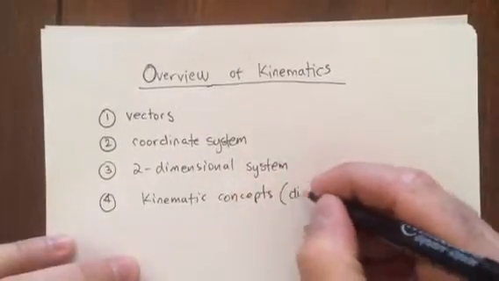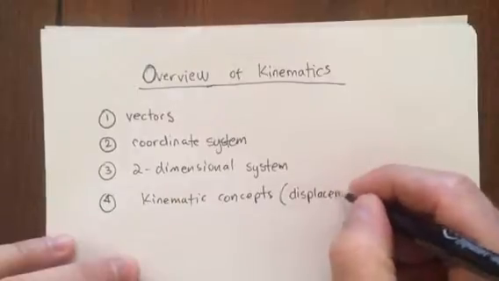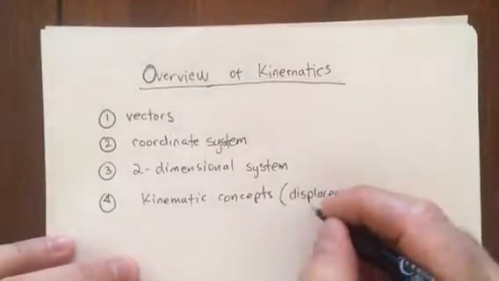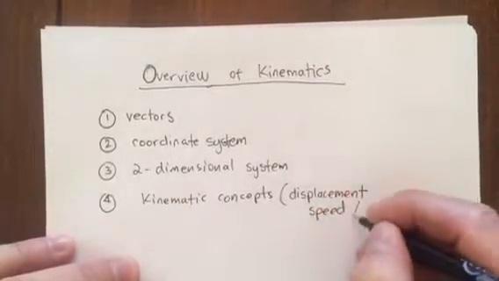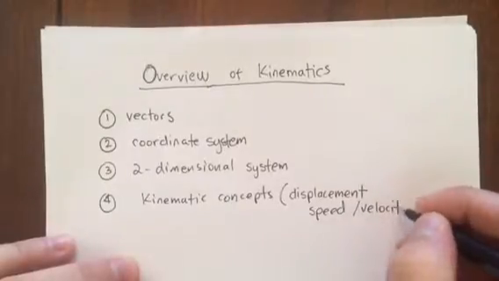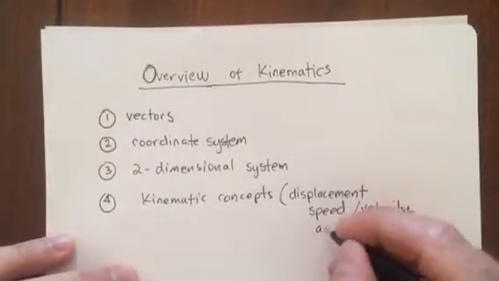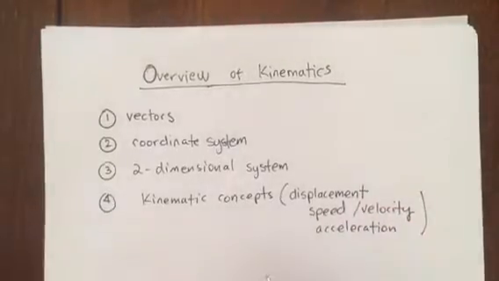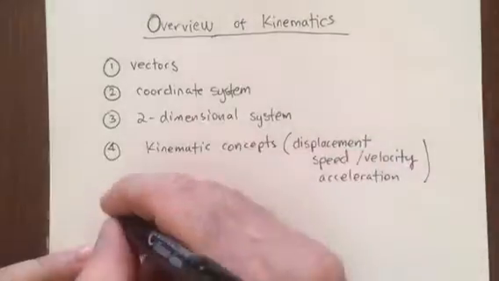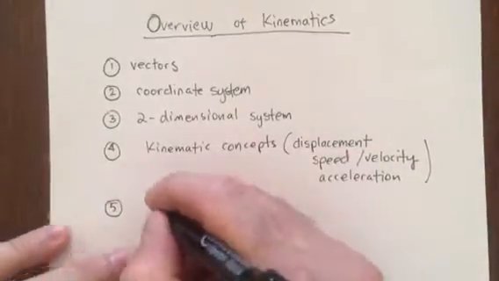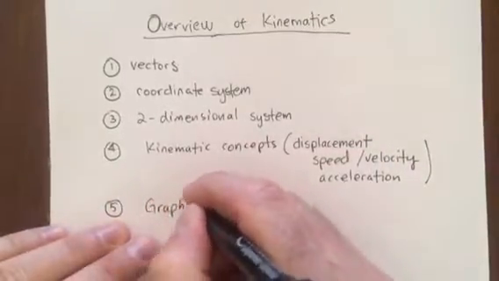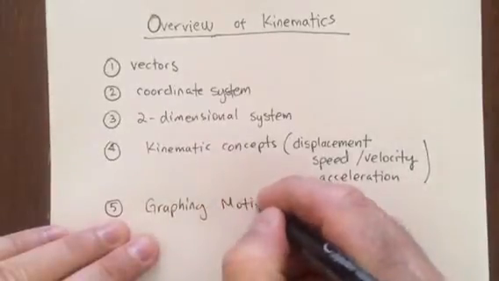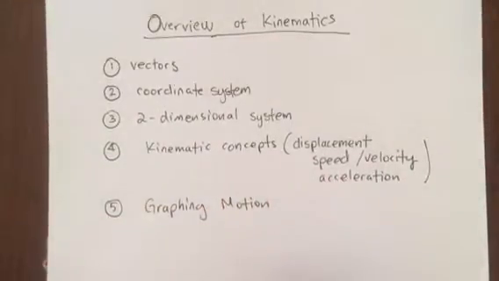This is going to be what we're going to call displacement, speed, also known as velocity. They're slightly different from one another, but we will talk about that, and acceleration. And then after that, we're going to finish it up with graphing motion. We can actually plot on graphs and that describes how something moves around and see it visually.